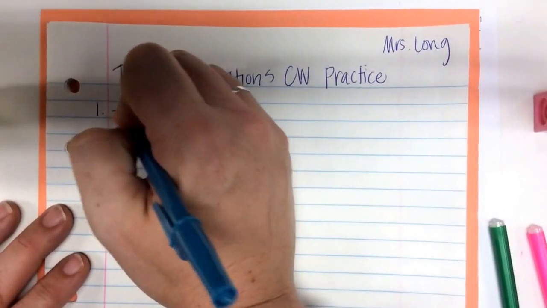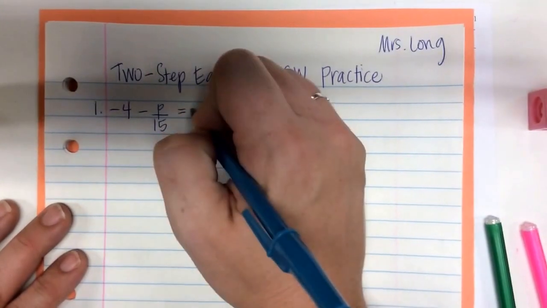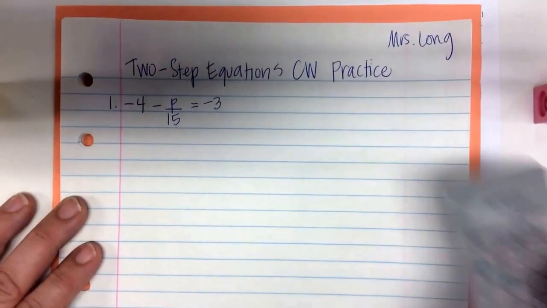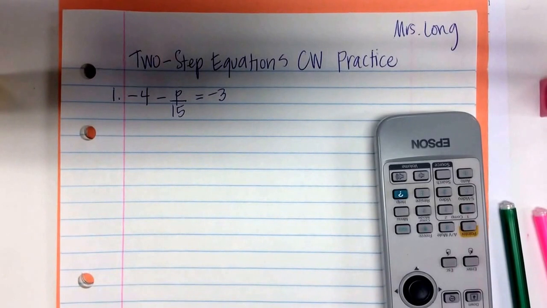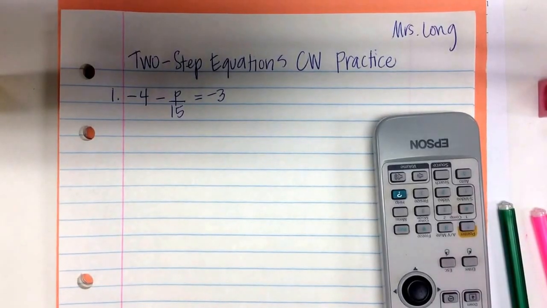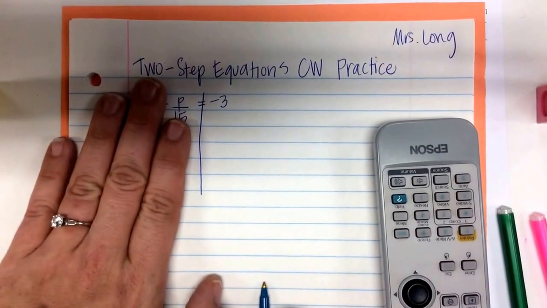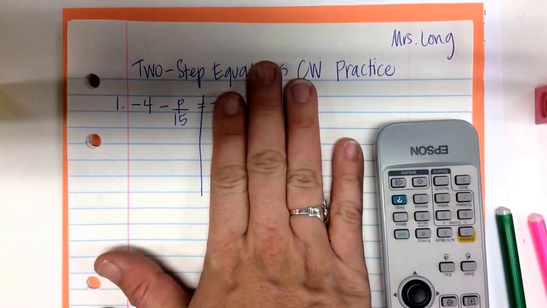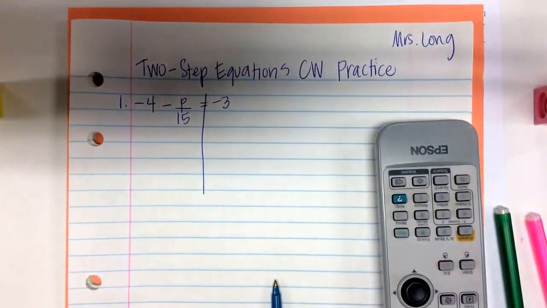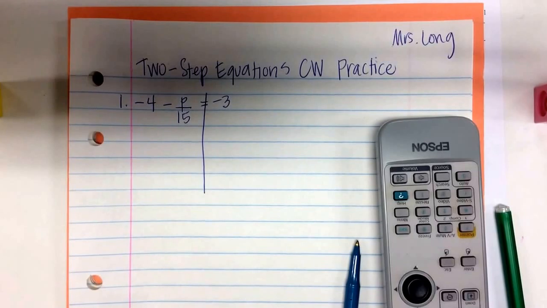So for problem 1, please write down -4 minus p over 15 equals -3. The first thing I'm going to do is draw my line down the equal sign. That helps me divide my problem into the variable side and the integer side, or the number side. Now let's do our circles and our squares.